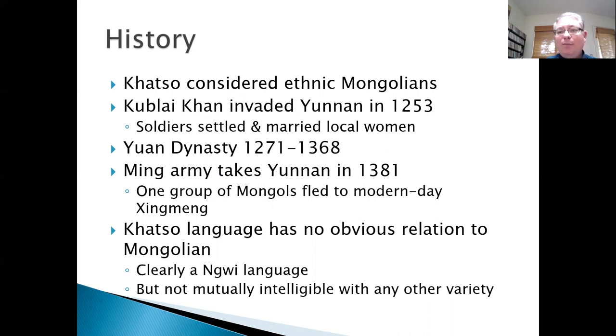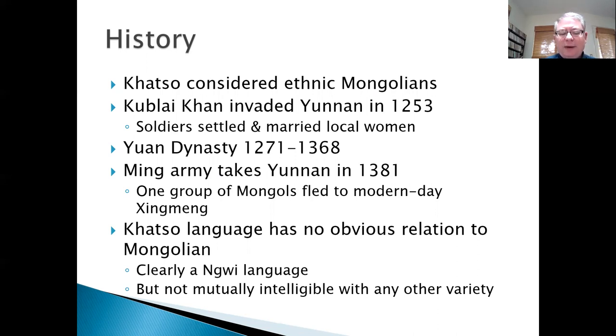Yunnan at the time was a separate kingdom, not part of China. And the Mongol policy was, once they conquered an area, to have their soldiers settle and marry locally and continue to live for generations. And this is what they did throughout Yunnan. Kublai Khan eventually did conquer China, as you know, founding the Yuan dynasty in 1271, but it didn't last long, less than 100 years. Although the Mongols held out a little bit longer in Yunnan, eventually they were also thrown out by the new Ming dynasty.